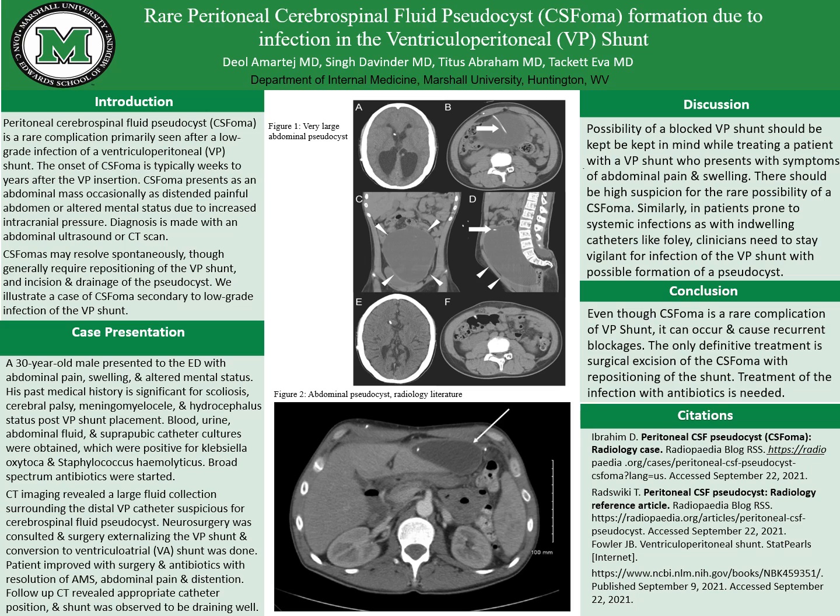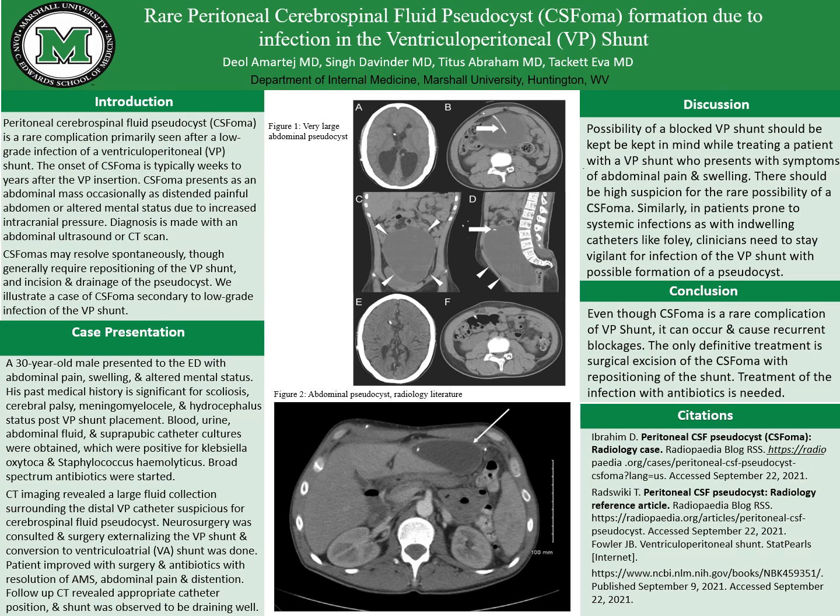pseudocyst. Neurosurgery was consulted and recommended surgery externalizing the VP shunt and conversion to a ventriculoatrial shunt, and this was done. Patient improved with surgery and antibiotics with resolution of his altered mental status, abdominal pain, and distension, and follow-up CT revealed appropriate catheter position and the shunt was observed to be draining well.